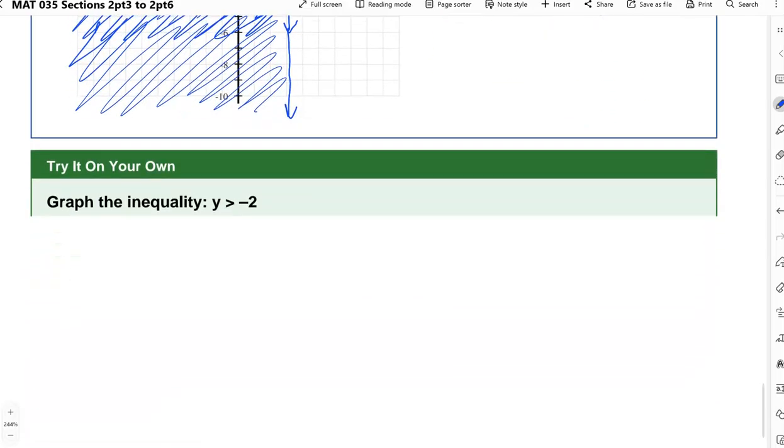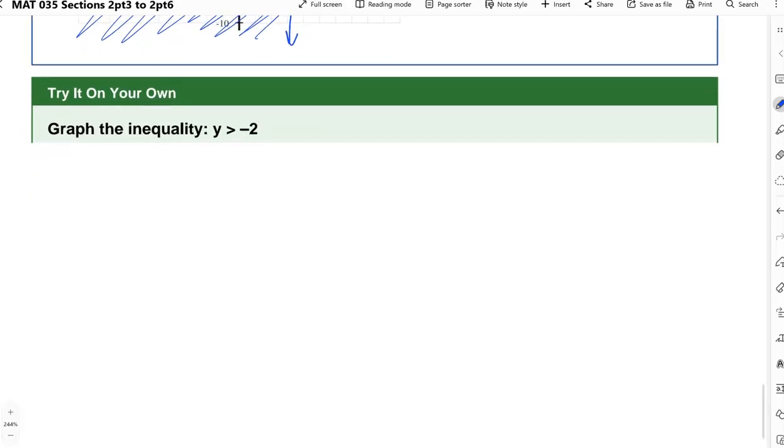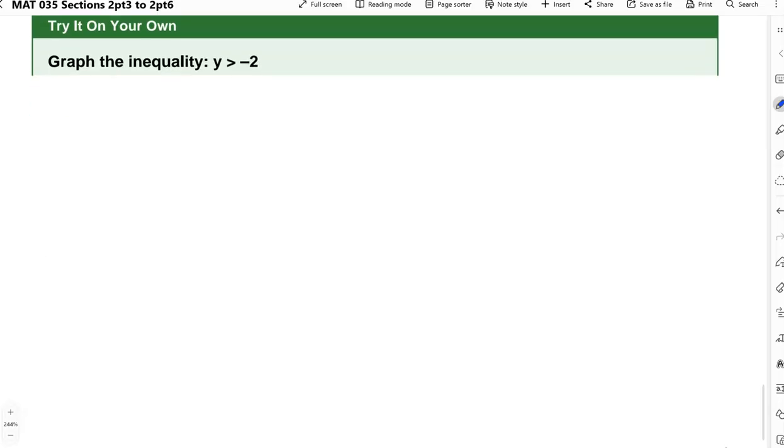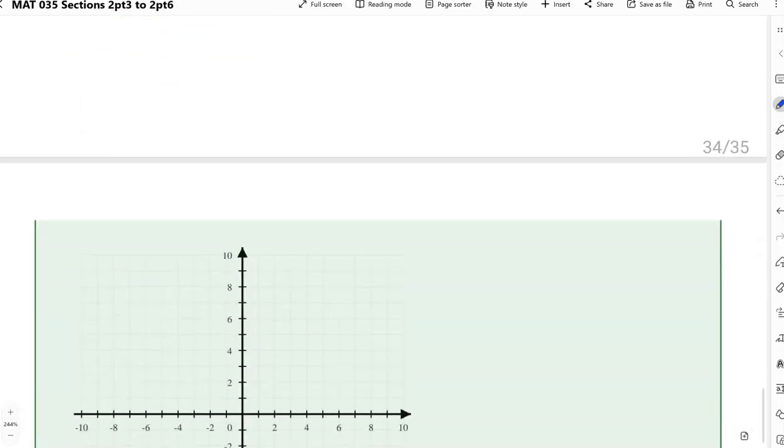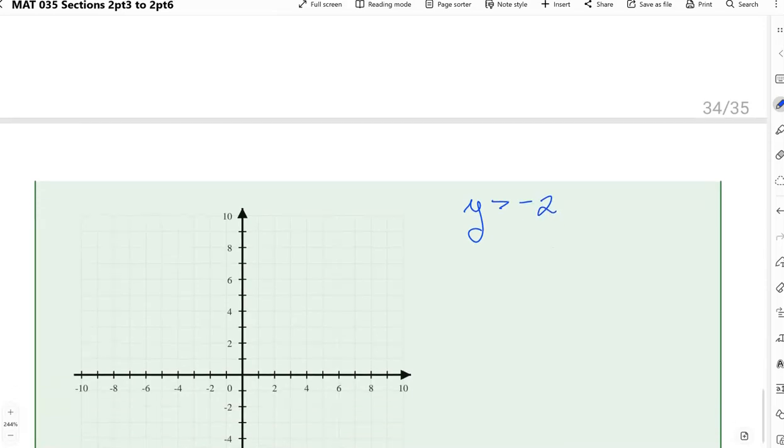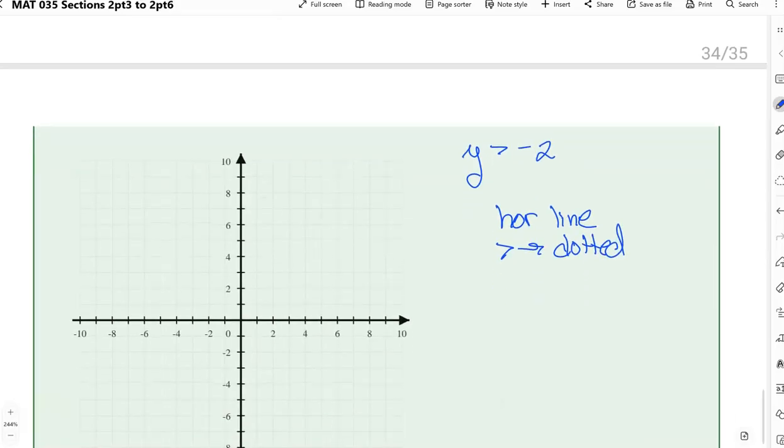So this is where you may want to pause the video, try it, and check your answer. So the next one, we're looking at the graph of y is greater than -2. So I'm going to copy it down here. y is greater than -2. We know this is a horizontal line. We have greater than, which means it's going to be dotted. So -2 dotted. It's going to look like this. It's going to be parallel to the x-axis.